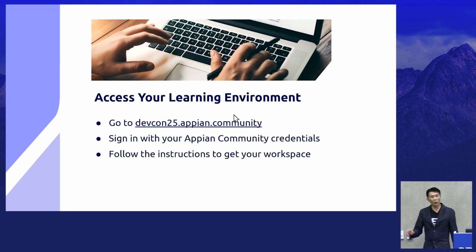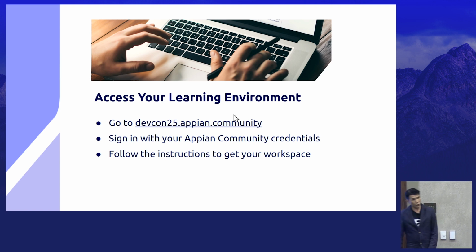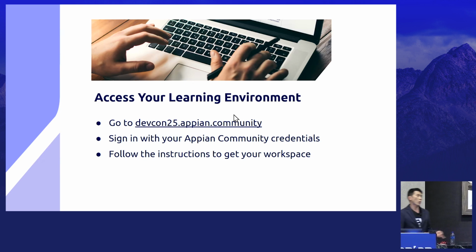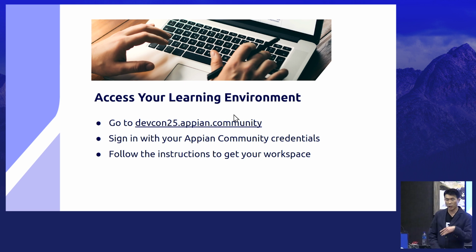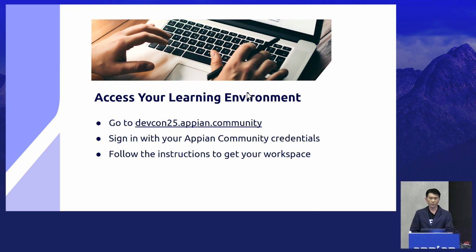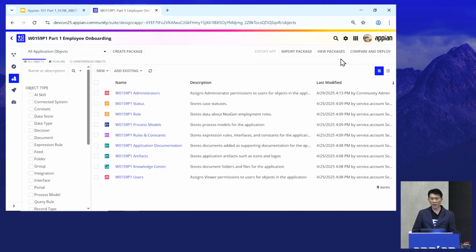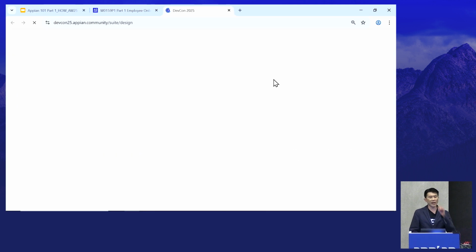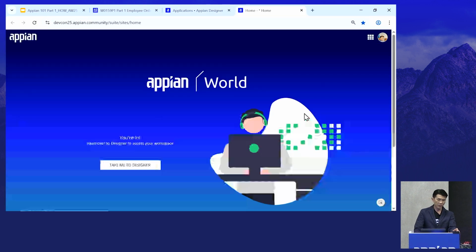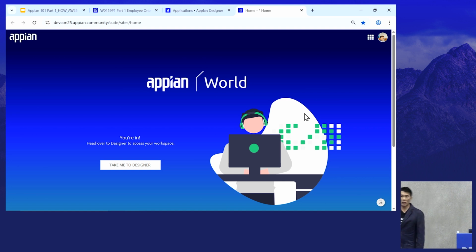If you have not done so, make sure you go into DevCon, toolfile.appian.community. Sign in with your Appian community credentials for instructions to get your workspace. If it's your first time in my lecture, you only have to do this once. After you get your workspace, you will see a home page like this. This will be the home page that you see next time you come to DevCon. You only have to do it once to get your workspace. Next time you'll see, take me to designer.